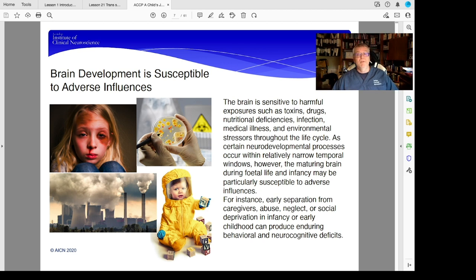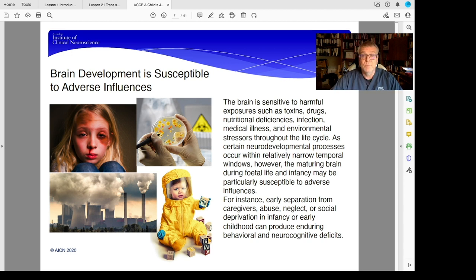Now, brain development, unfortunately, is susceptible to some adverse influences, as I've discussed, during the in utero period, in fetal development, but also in this very important first 2 to 4 years of life. We have things that can happen to us, like exposures to toxins, to drugs. We can have nutritional deficiencies, infections, medical illnesses, and environmental stressors throughout our life.